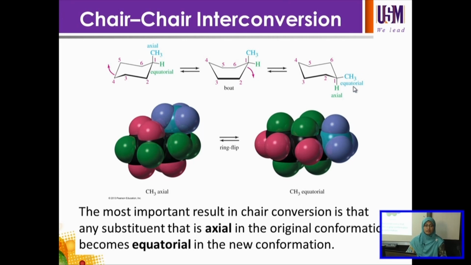So anything that is initially axial or equatorial, when the ring flips, will become the opposite. If we have axial, it will become equatorial, and if we have equatorial, it will become axial.